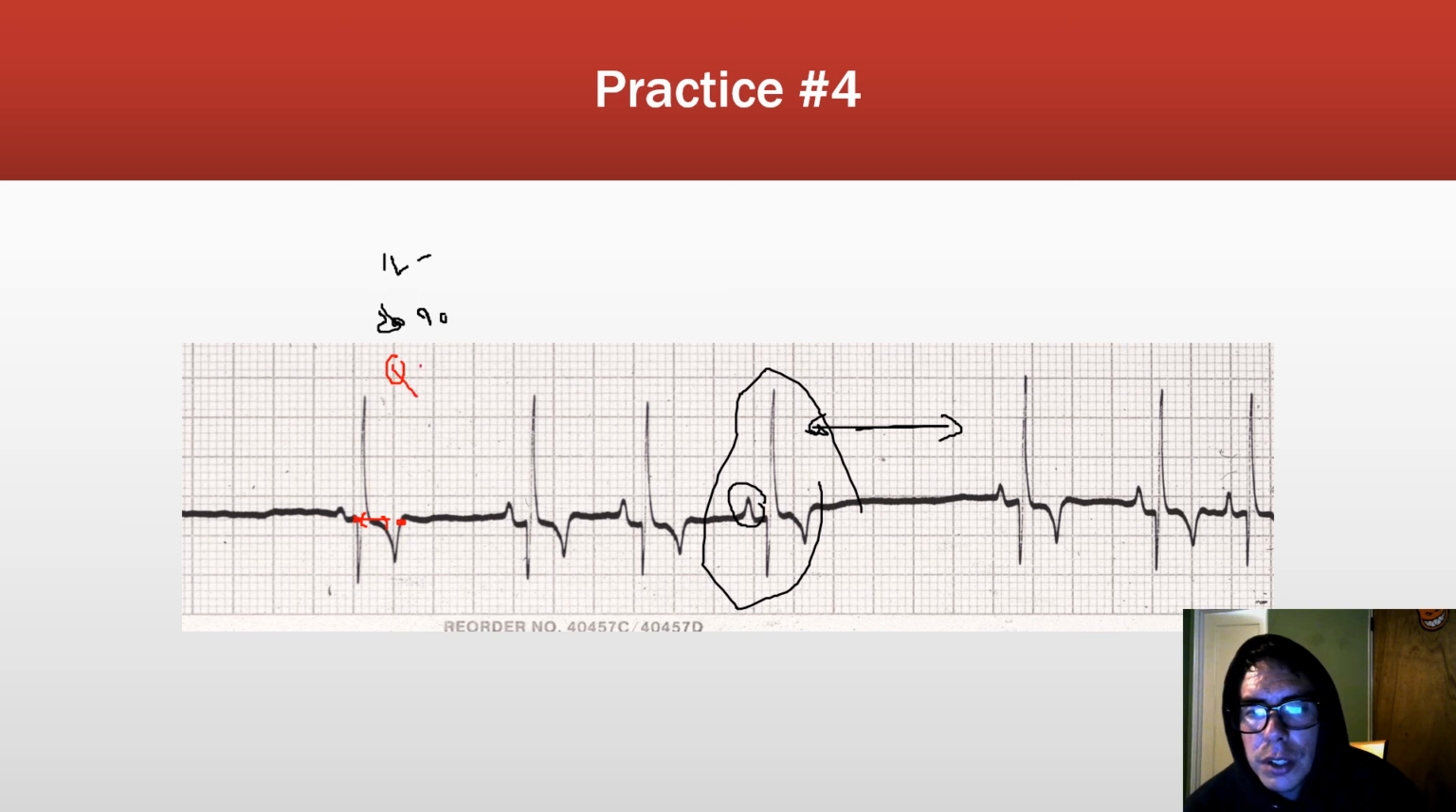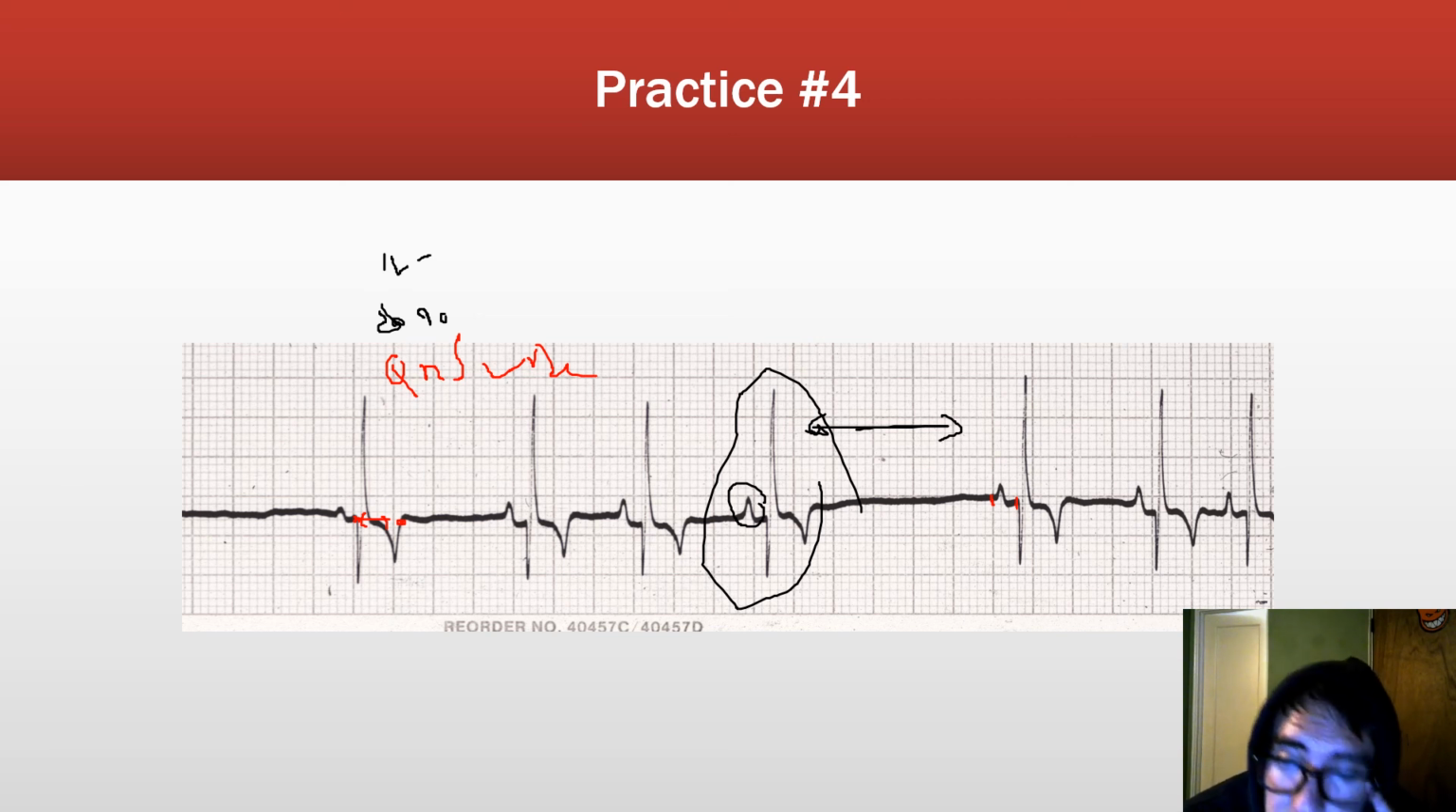So that's wide. That's terrible. QRS is wide. Then our intervals, PR interval from here to here is normal. So it's just the QRS that's off. So with all that information, we name it. I would call this a sinus arrhythmia with sinus pause or sinus arrest, and a wide QRS.